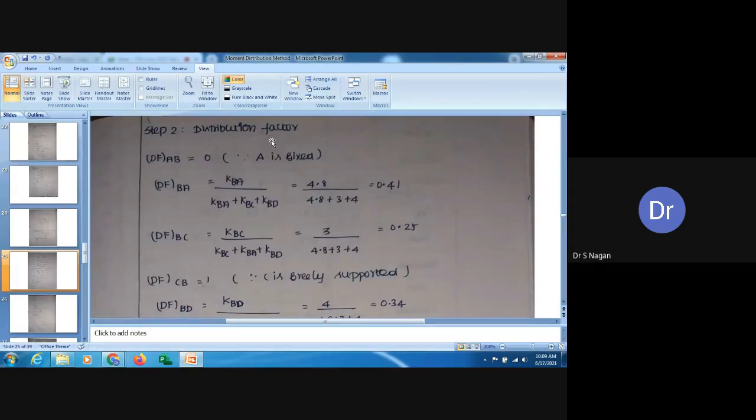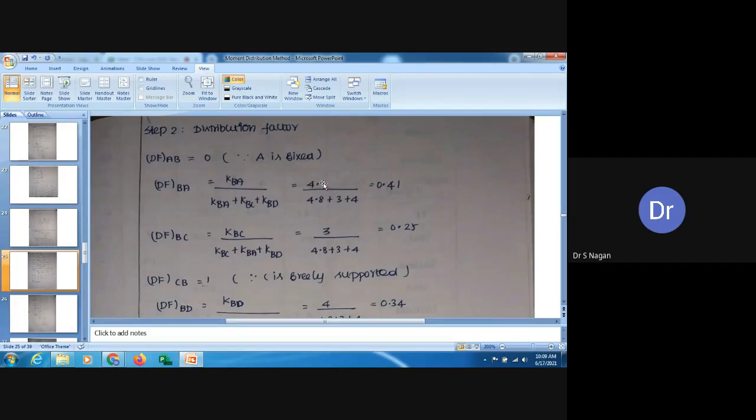So step two will be distribution factors. DF AB is 0 since A is fixed. DF BA is KBA by KBA plus KBC plus KBD. Here you can see how many members are meeting at joint B. I want to calculate the distribution factor for BA, so the stiffness of the member by the sum of stiffnesses of members meeting at the joint. At joint B, I have BA, BC, BD. Therefore, KBA plus KBC plus KBD.